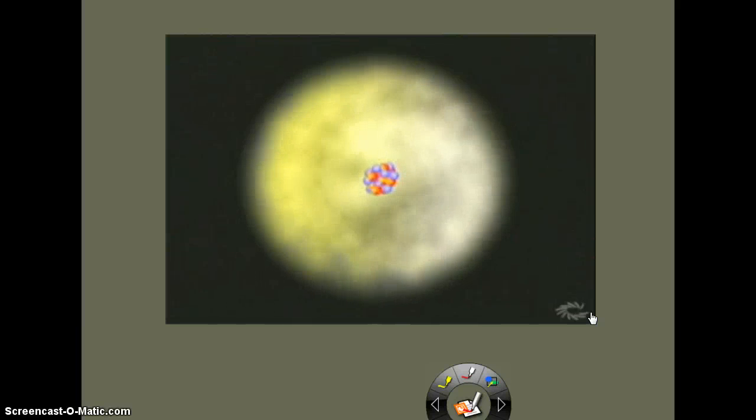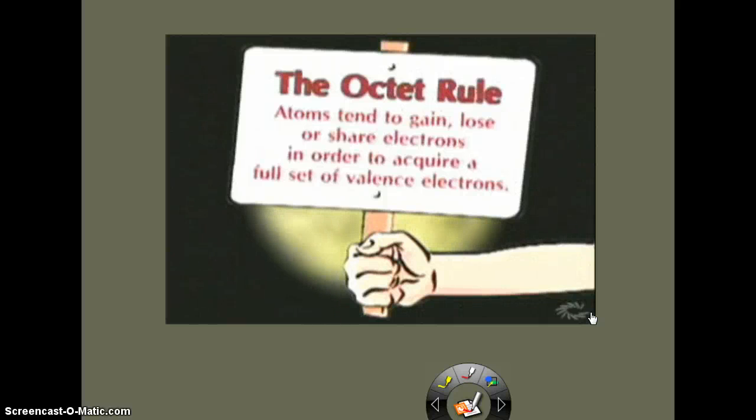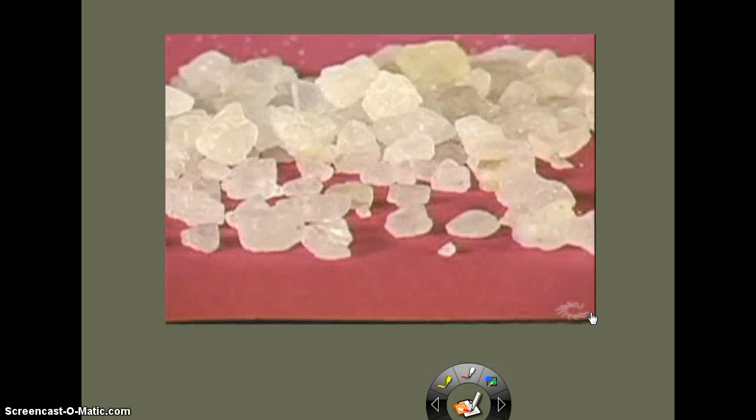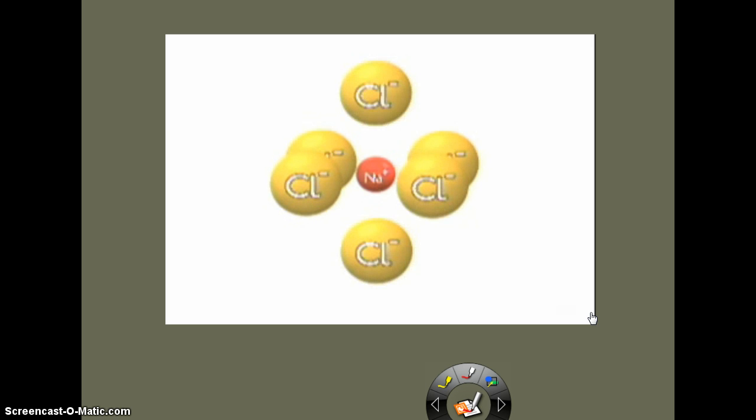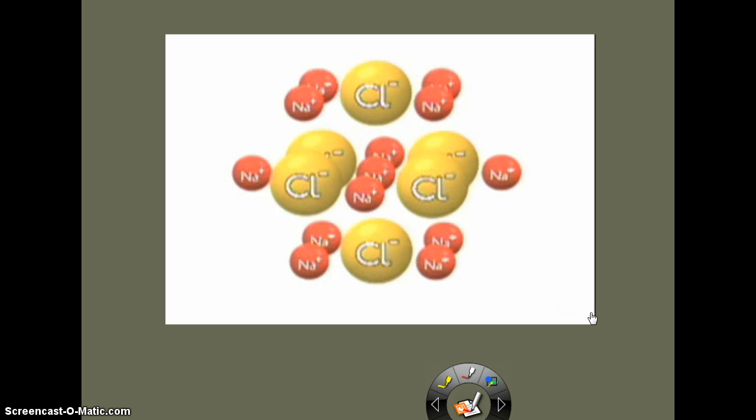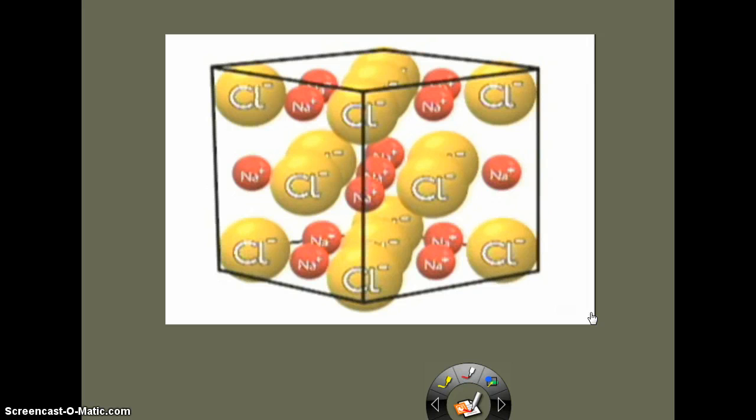This relationship is common in chemistry and has given rise to the octet rule, which states that atoms tend to gain, lose, or share electrons in order to acquire a full set of valence electrons. When ions are close together, they assemble into a pattern. Negative and positive electrical charges attract each other. For example, in sodium chloride, or table salt, the sodium ions are surrounded by the chloride ions, which in turn are surrounded by the sodium ions, and so on. They are arranged in this way to maximize the electrical attraction among them.